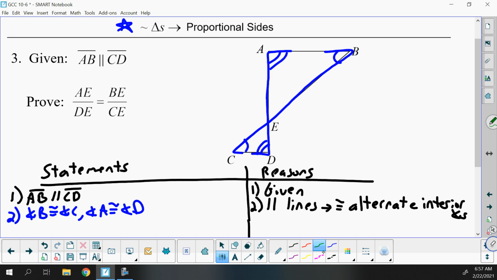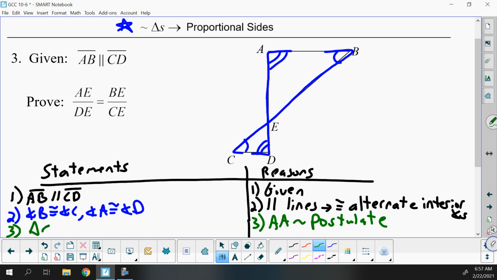Well, now we have two sets of angles, so we can do our angle-angle similarity postulate, just like we did on the last two questions. We got to be a little bit more careful about naming our similarity statement for the triangles.